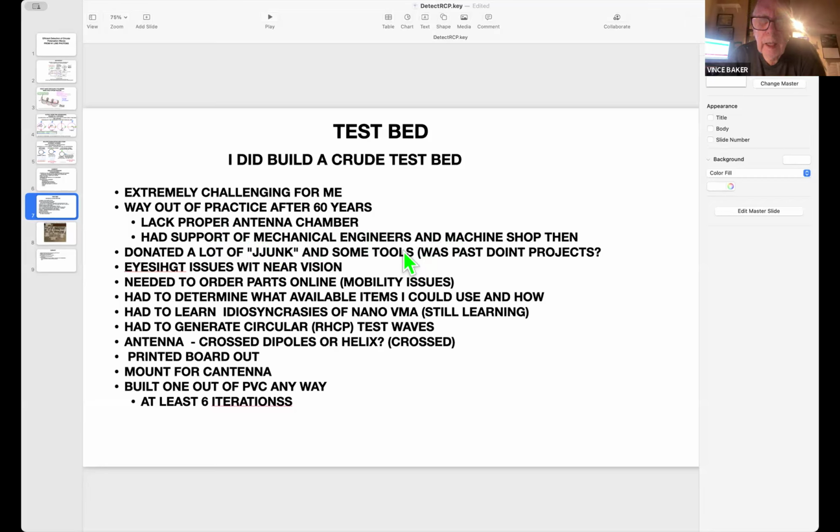I got rid of some of my junk and all this, so I mentioned that, and some of my tools. Well, mistake. I have eyesight issues, especially with near vision. I had a retina detachment, so when I get near vision, I have very little depth perception, and believe me, that causes issues.